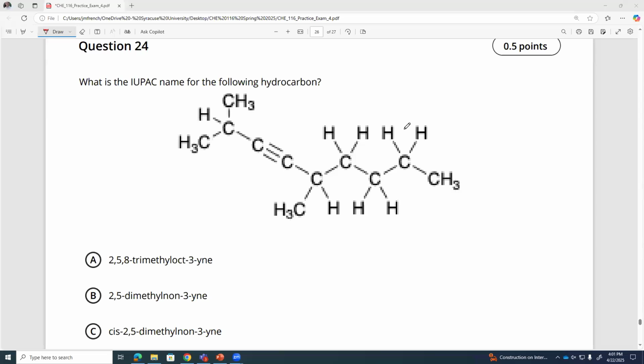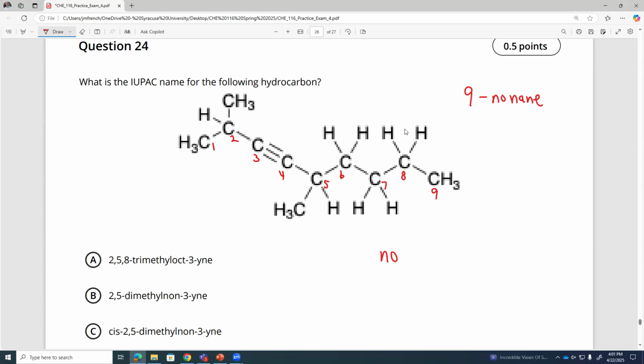If I counted from the right, it would be 1, 2, 3, 4, 5, 6. So we want to count from the left. So 1, 2, 3, 4, 5, 6, 7, 8, and 9. So we've got a 9 carbon chain. So 9 would be nonane, right?